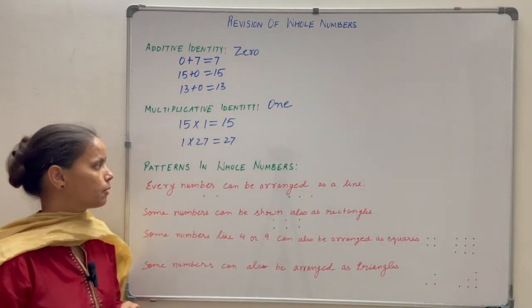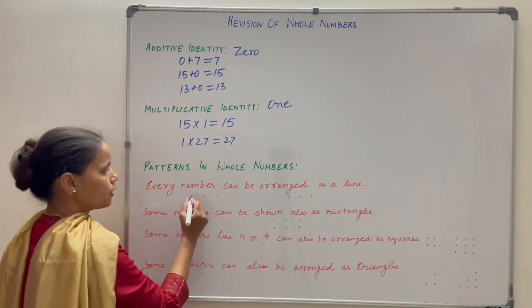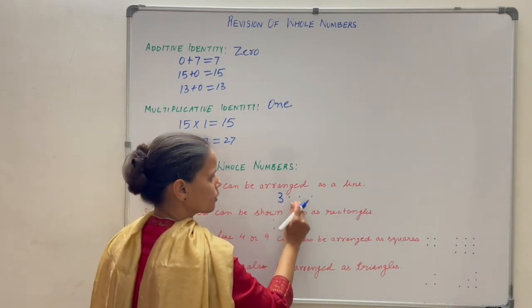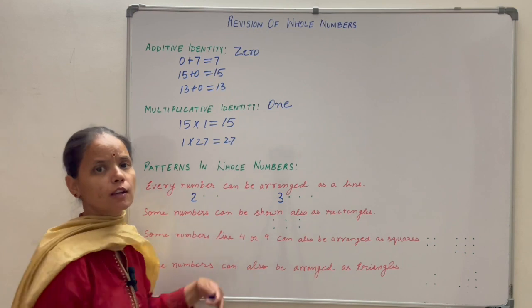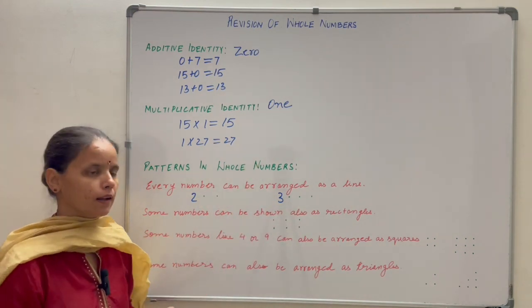Patterns in whole numbers. Every number can be arranged as a line. For example, 2 you can arrange in a line like this. For example, 3 you can arrange in a line like this. 4, 5, 6 and so on. All the numbers can be arranged in a line.